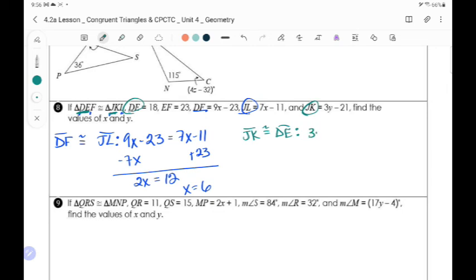We've got 3y minus 21 equals 18. So what do I need to do? Add 21 to both sides. 21 and 18 is going to be 39. Divide by 3, and I get 13. So there's my answers for x and y.